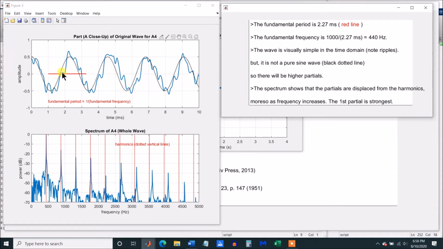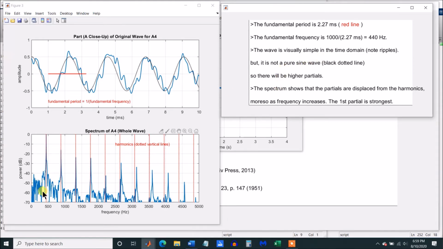Now here, this distance denoted by the red line, that's the fundamental period, which in this case would be 2.27 milliseconds. And you can compute the fundamental frequency from that by dividing that into 1,000 to get 440 hertz. The 1,000 is in there because it's 1,000 milliseconds per second. You have to get the milliseconds converted to seconds because hertz actually has units of reciprocal seconds. So it's just a conversion factor.